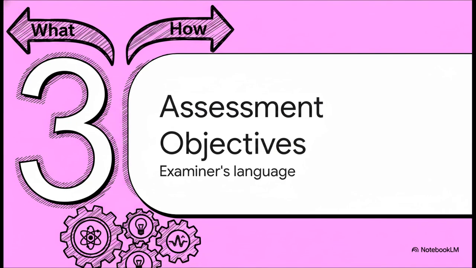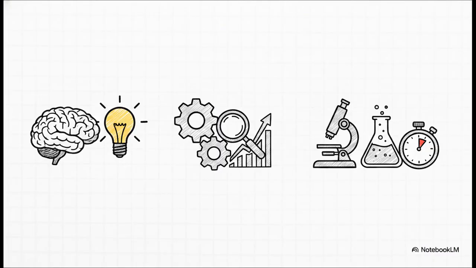Which brings us to Section 3, the 3 assessment objectives. Now, what's really interesting here is that the syllabus explicitly states you are graded on 3 assessment objectives, or AOs. Let's strip away the jargon and call these the 3 skills you need. AO1 is pure knowledge and understanding. So can you recall facts, laws, and definitions? AO2 is handling, applying, and evaluating information. This is your problem-solving objective. It's not just knowing the formula, but actually translating information, manipulating data, and constructing arguments.